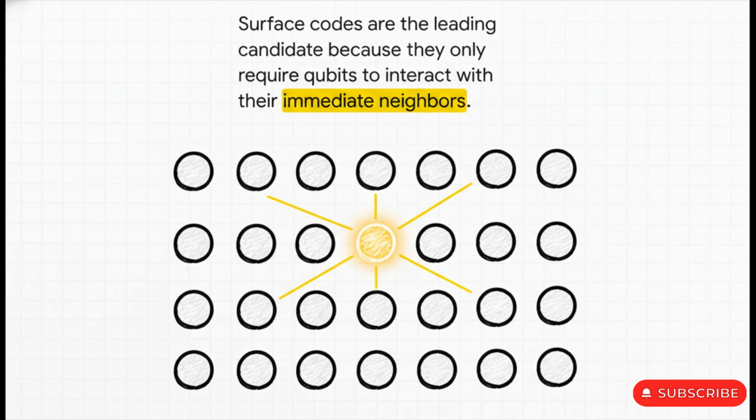And that brings us to the current frontrunner, the surface code. Its biggest advantage is just pure real-world engineering. It arranges all the qubits on a simple 2D grid, and, this is the key, it only requires each qubit to talk to its immediate neighbors. That's a design that we are actually really good at building with modern chip technology, which makes it, by far, the most promising way forward.